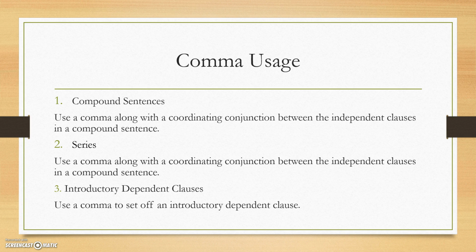2. Series. Use a comma along with a coordinating conjunction between the independent clauses in a compound sentence. For example, we gossiped, laughed, and sang the old songs at our class reunion. 3. Introductory dependent clauses. Use a comma to set off dependent clauses. Example, when the riot started, the police fired tear gas into the crowd.